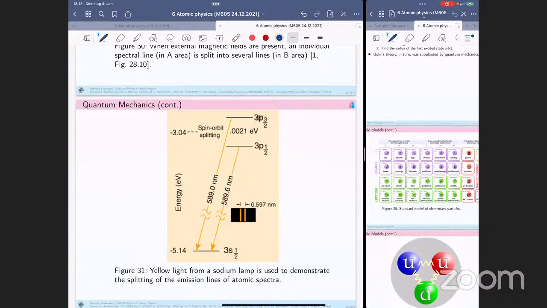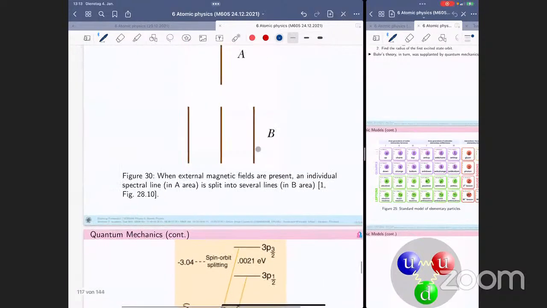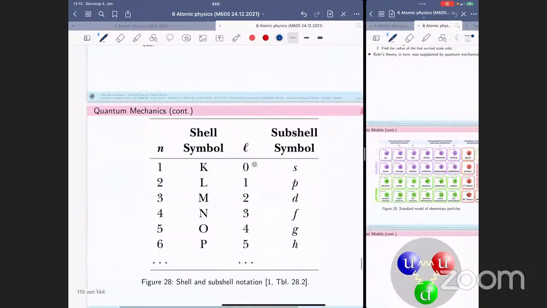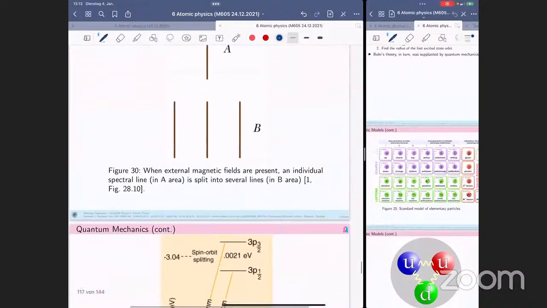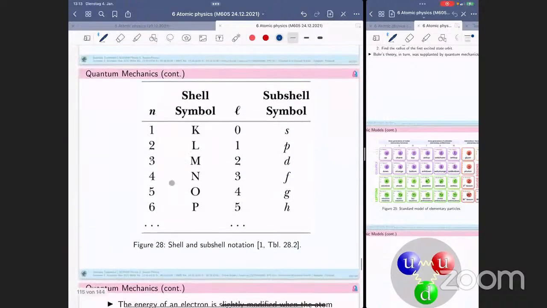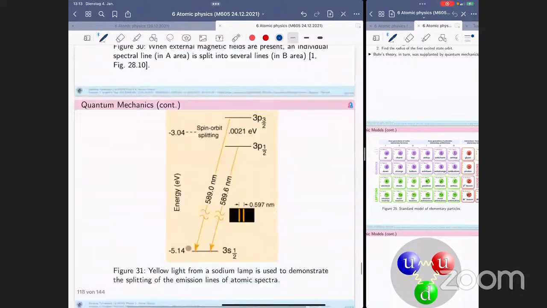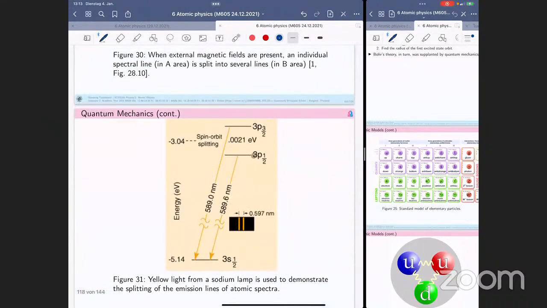It's denoted by 3p 1/2 and 3p 3/2. What is the meaning of 3p? P means L equal to 1. And when n is 3, we're going to see the number 3 in front of that. That's the meaning of the splitting energy levels.